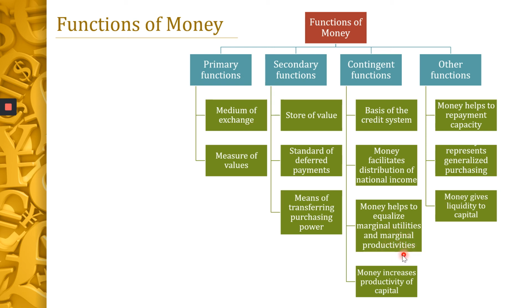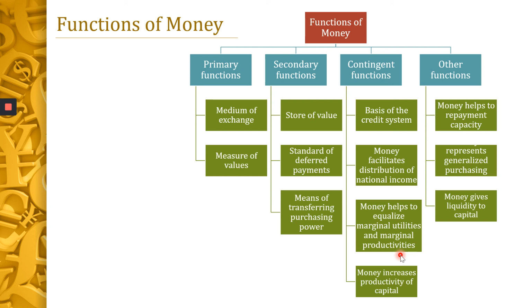Similarly, marginal productivity: how much does the factor of income contribute? If the land is contributing more, you will give more money. If the marginal productivity of land is less, you will give less rent. Similarly, if the marginal productivity of labor is more, you will give him more money. If the marginal productivity of labor is less, you will give him less money. So you will try to equalize the marginal productivity and the marginal utility of money. So money helps to equalize marginal utility and marginal productivity.